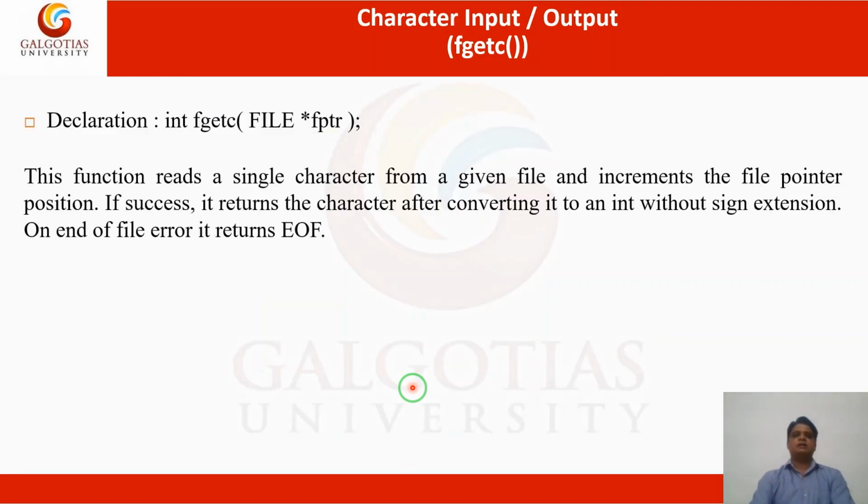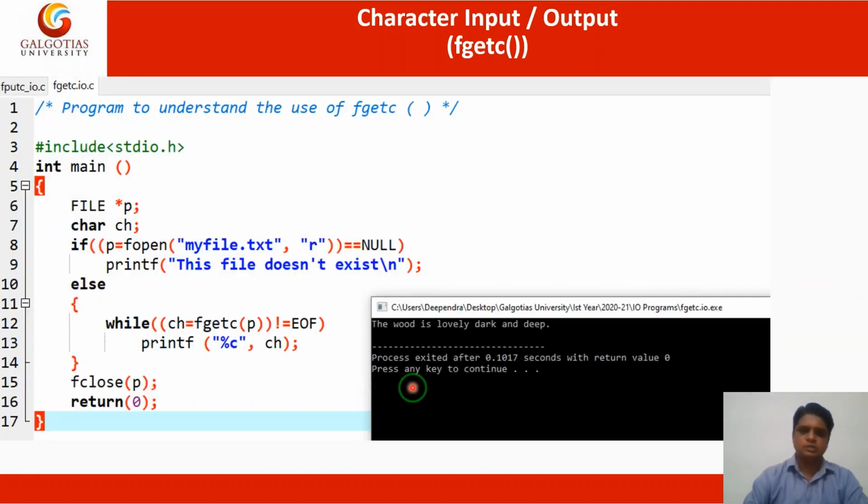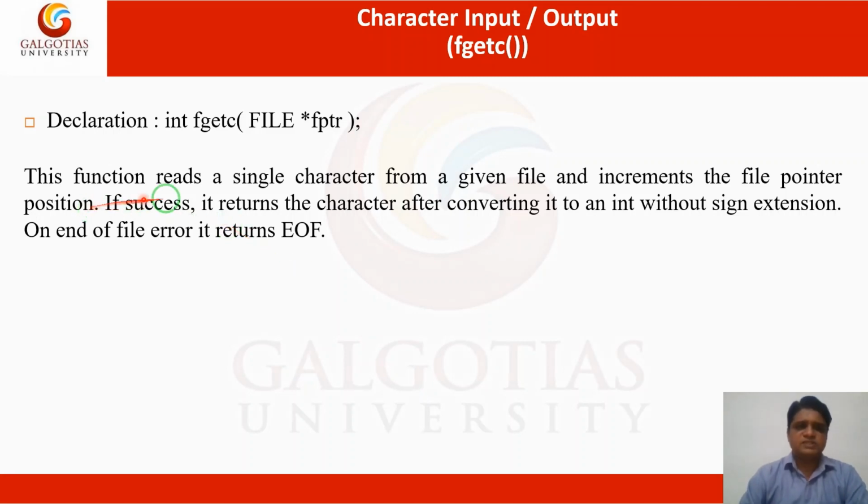Now the next one is fgetc. Like fputc, where you write data into the file, with fgetc you can get the data from the file and show it on the console. This function reads a single character at a time, and the pointer will increment automatically for the next character reading. On success it returns the character, otherwise at the end of the file it will generate an error.